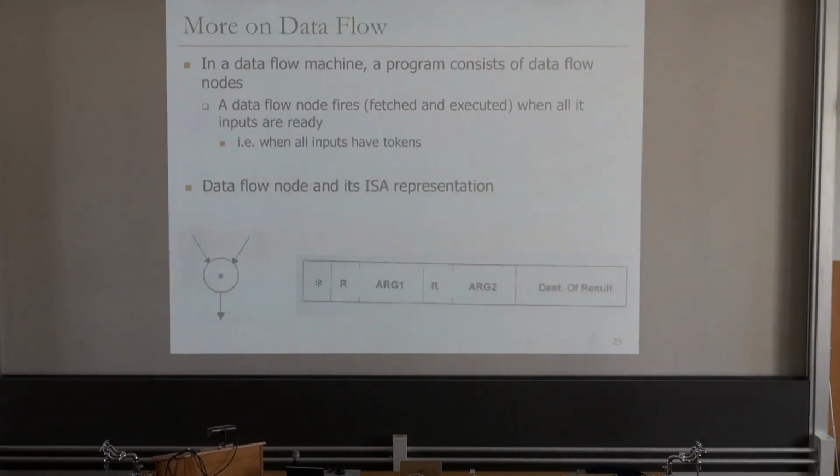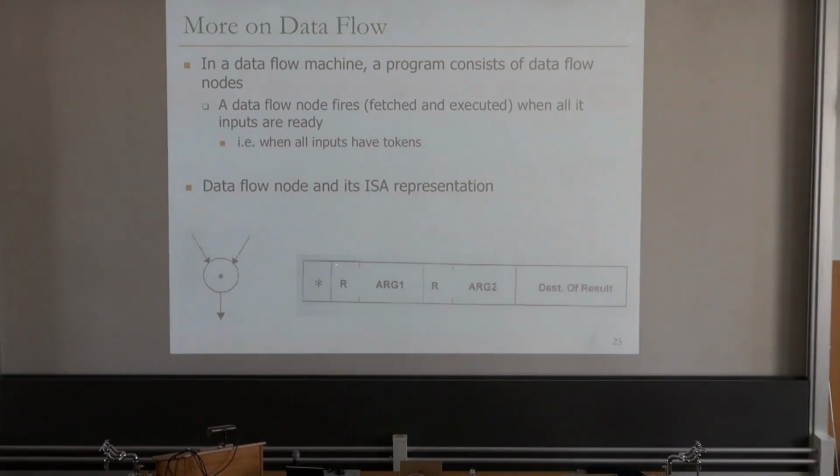But we're talking about changing the instruction set architecture of a general purpose machine. People have tried this a lot. It's not an easy thing to do. So this is a data flow node, and you represent it as an ISA instruction in the instruction set architecture. This is an example, right?